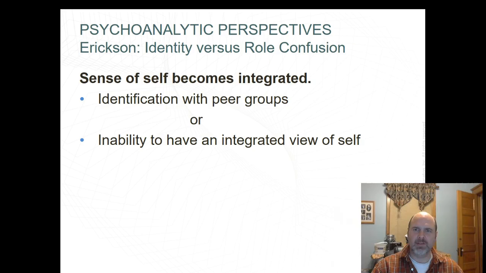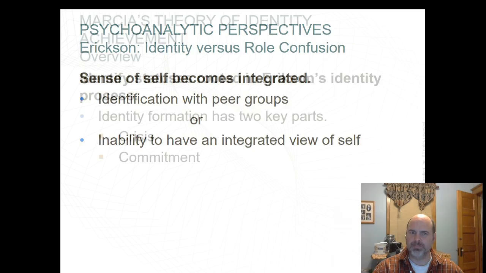First of all, with Erikson, the sense of self becomes integrated because of the rapid growth and sexual changes of puberty. There's an identity crisis, where identification with peer groups protects against emotional turmoil. And then there's role confusion, which results from the inability to have an integrated view of oneself. New demands and roles create many challenges at this stage.